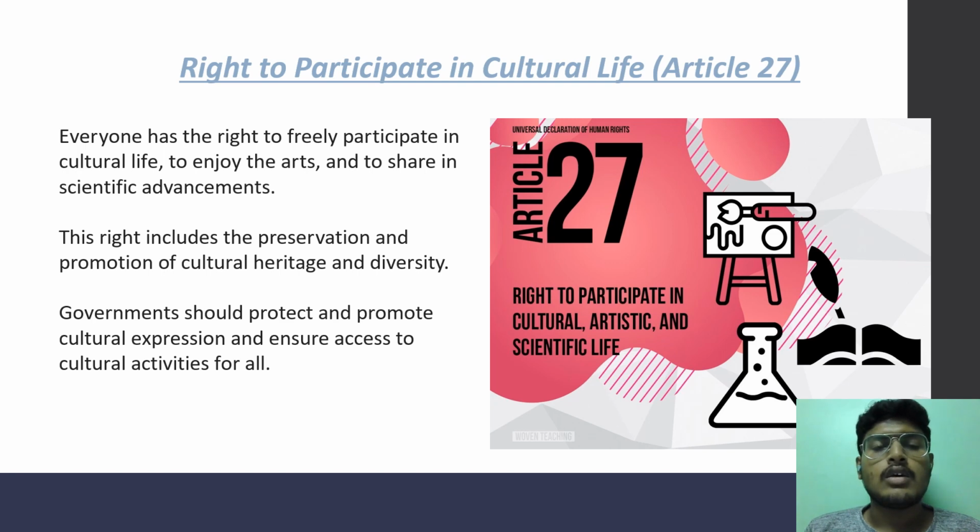And the next is right to participate in cultural life, Article 27. Everyone has the right to freely participate in cultural life, to enjoy the arts, and to share in scientific advancement. These rights include the preservation and promotion of cultural heritage and diversity. Government should protect and promote cultural expressions and ensure access to cultural activities for all.